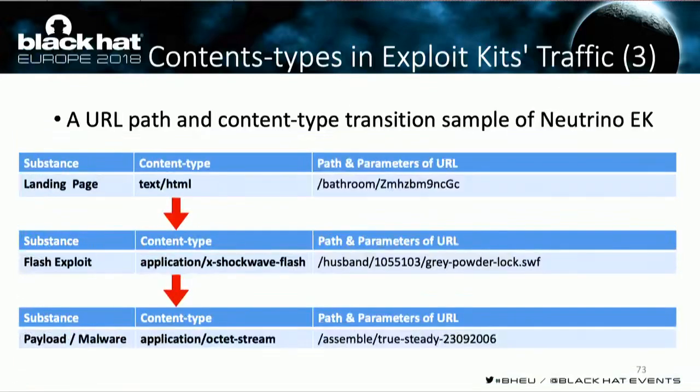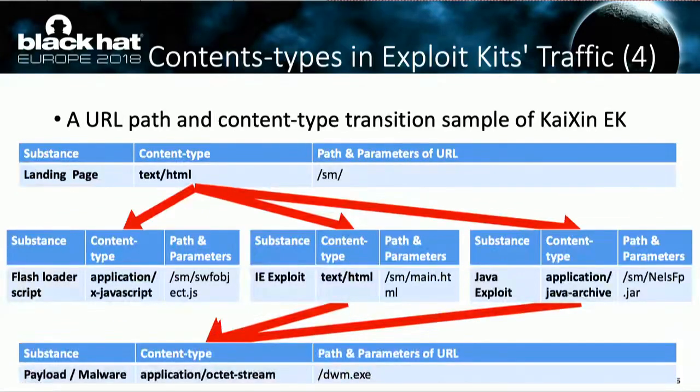These are the actual URL and content type samples of Neutrino exploit kit. A landing page, a flash exploit, and a malware payload. And these are the actual URL and content type samples of Kaishin exploit kit. In this case, multiple exploit contents are loaded. This is an IE exploit, and this is a Java exploit.